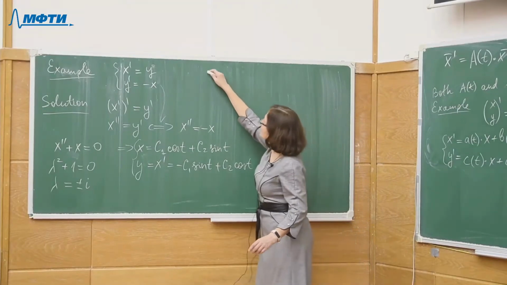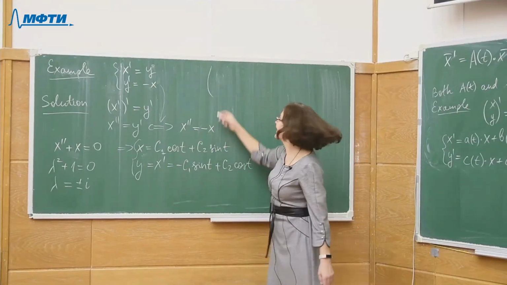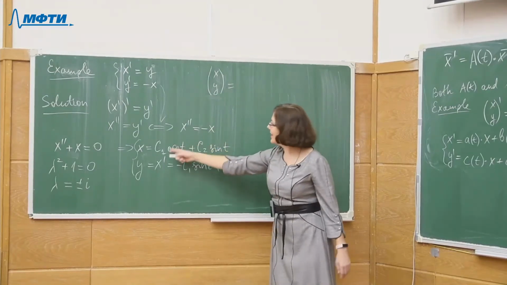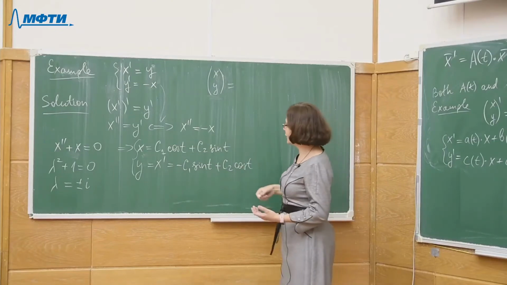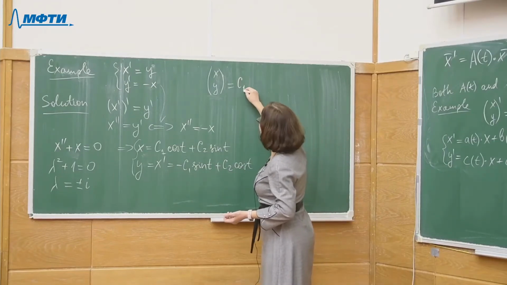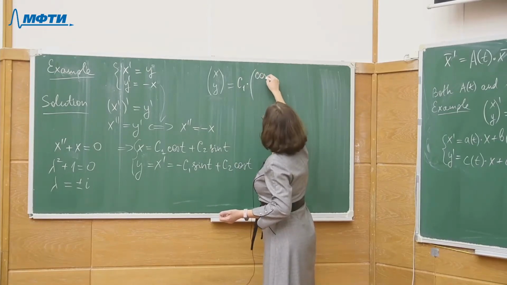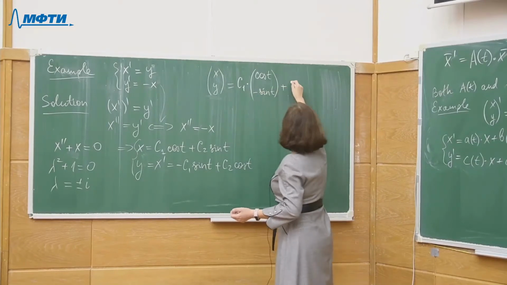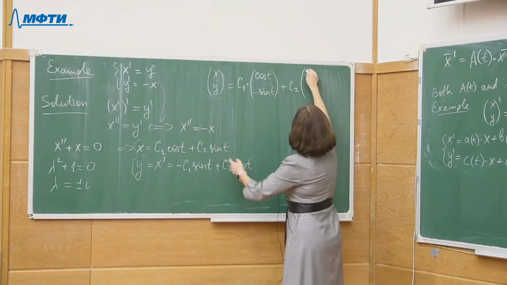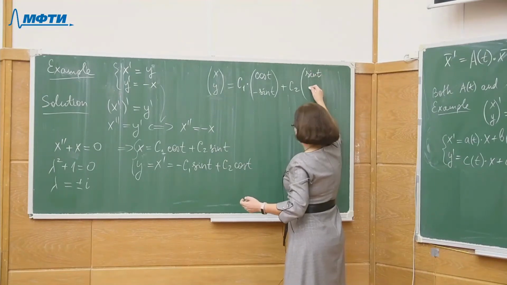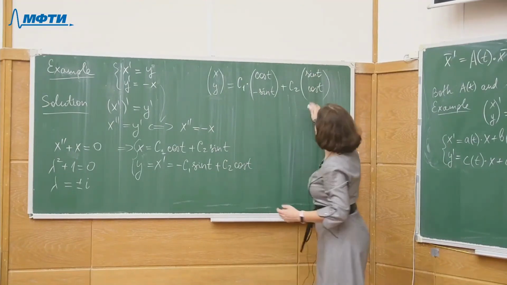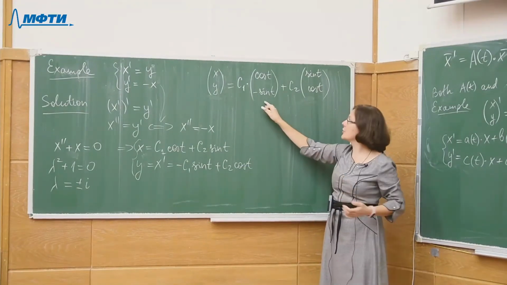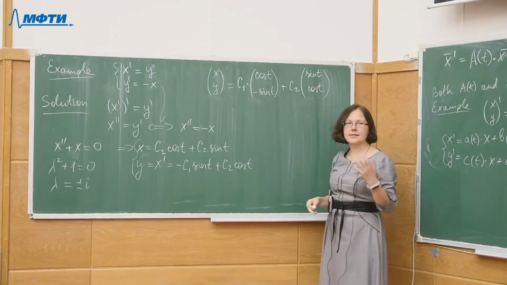Or we will use the following. We can rewrite this answer as in linear algebra. Using linear algebra, we can represent this solution as the linear combination of vectors. So it is c1 times the vector (cos t, minus sin t) plus c2 times (sin t, cos t). So you can see that a general solution is the linear combination of two particular solutions with some arbitrary constants c1 and c2.